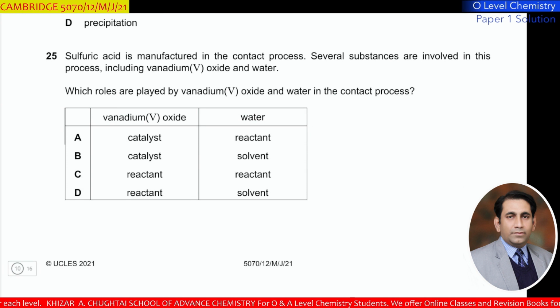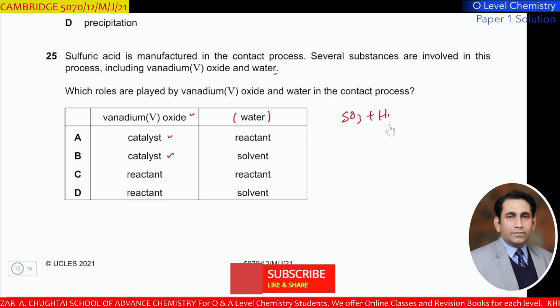Question number 25. Sulfuric acid is manufactured in the contact process. Several substances are involved in this process, including vanadium 5 oxide and water. Which roles are played by the vanadium 5 oxide and water in the contact process? You know it's a catalyst. What is the role of water? It's a reactant or solvent. You can say that in the last step.